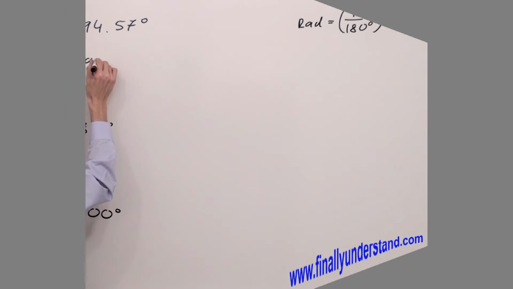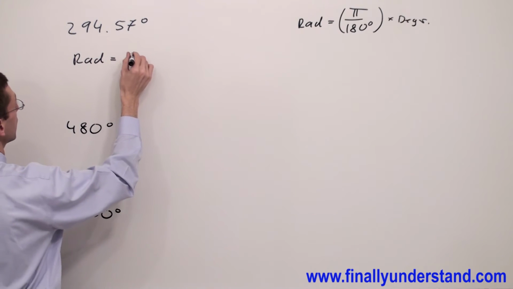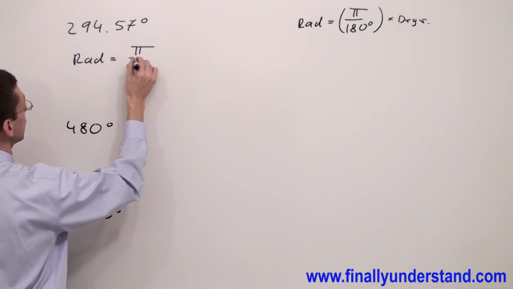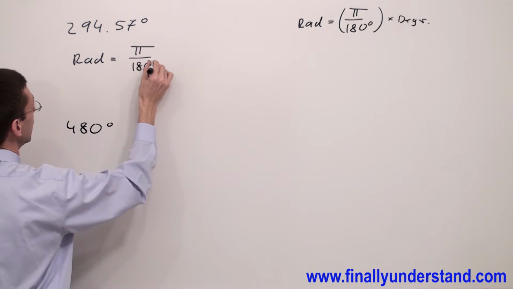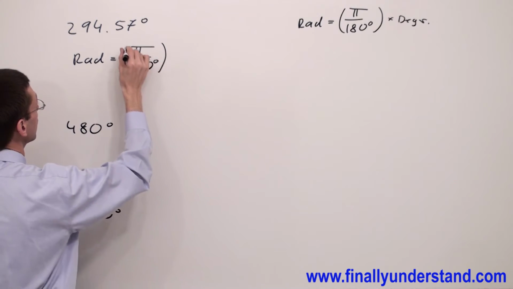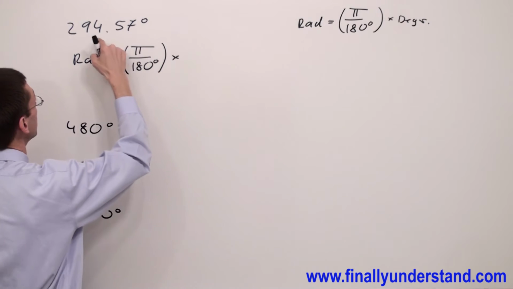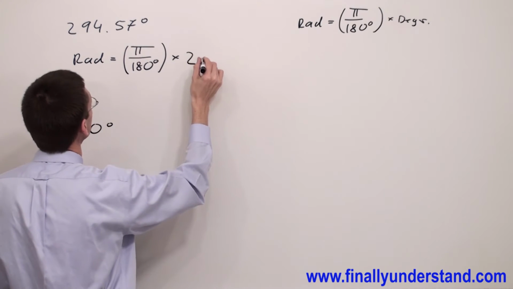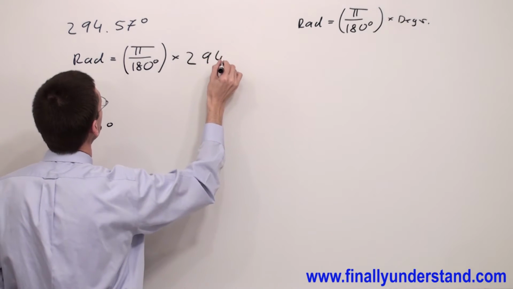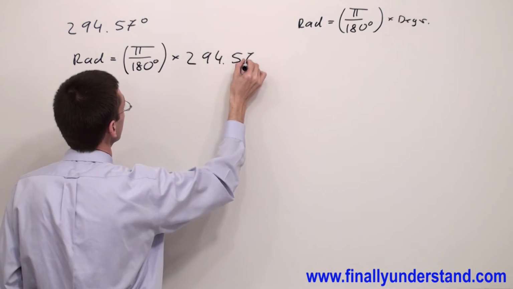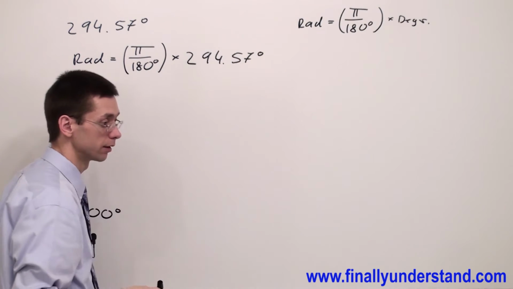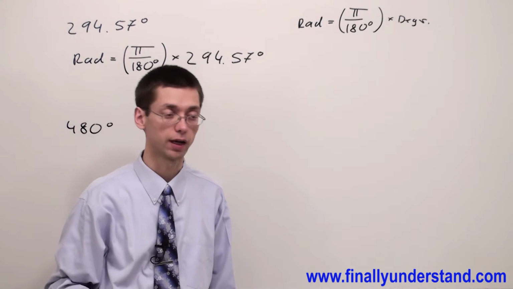Let's take a look at these examples. Again, we're supposed to find the radians. Radians are equal to pi over 180 degrees times degrees, 294.57 degrees. Now you're supposed to use the calculators.